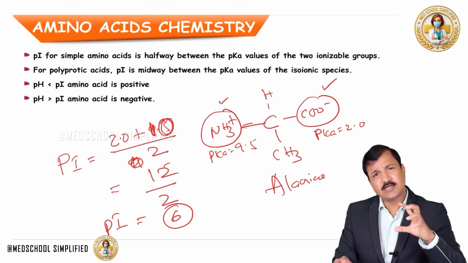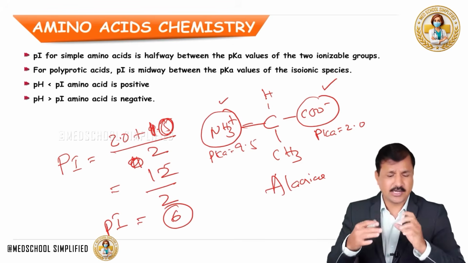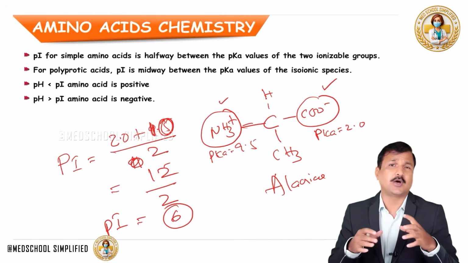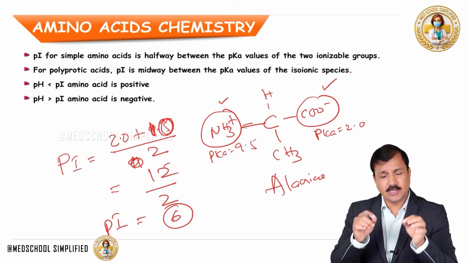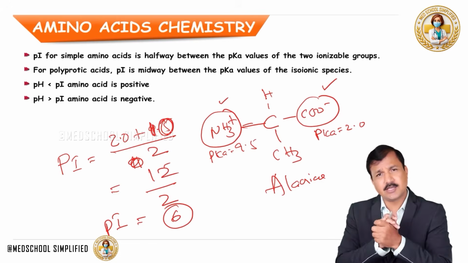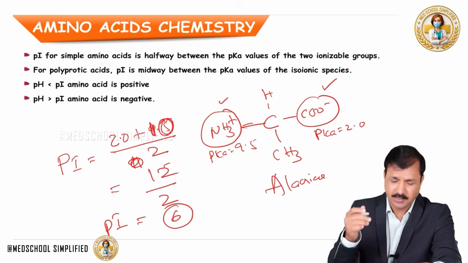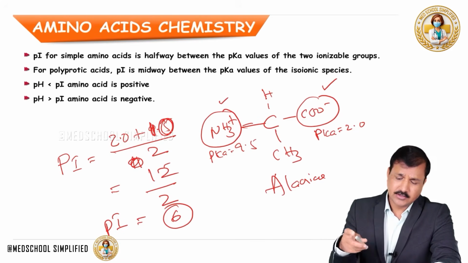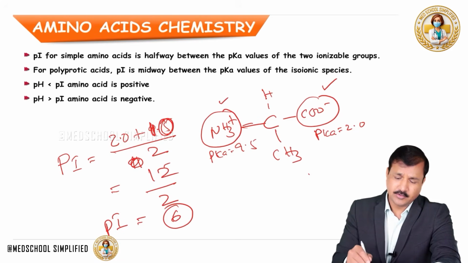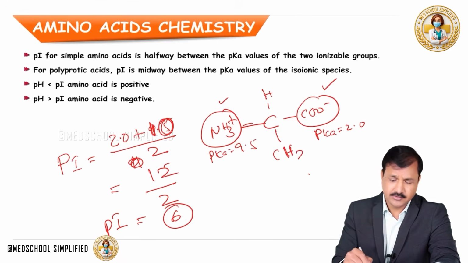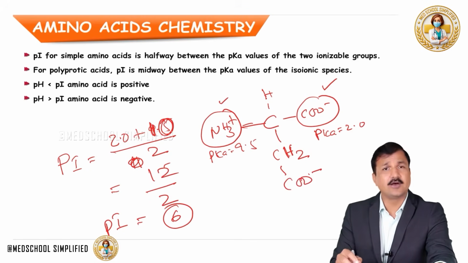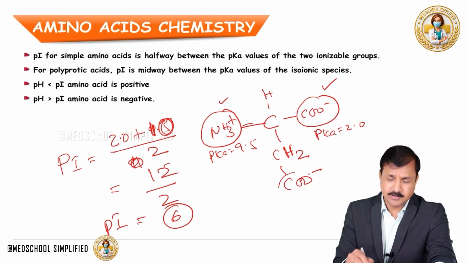If an amino acid has isoionic species or polyprotic species, at that time you have to take the average pKa of the isoionic species. Let me explain that with an example. Instead of alanine, now I am going to write the amino acid aspartate. It's an acidic amino acid. It is CH2 and COO minus. Now look at the ionizable groups here.